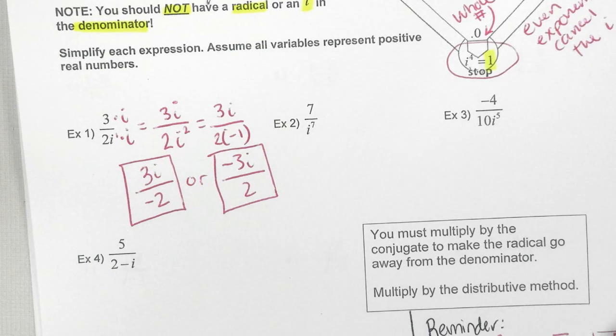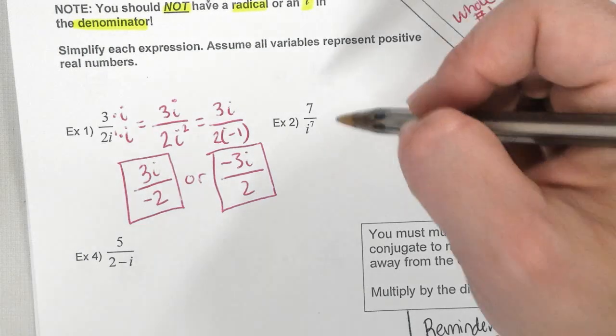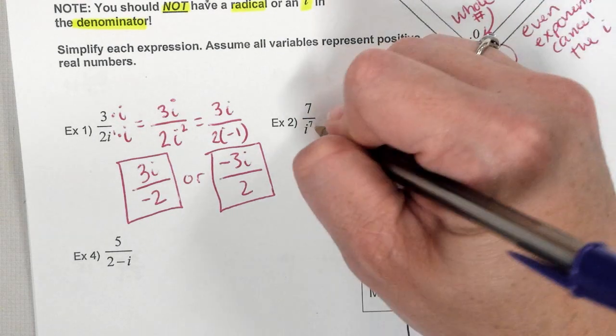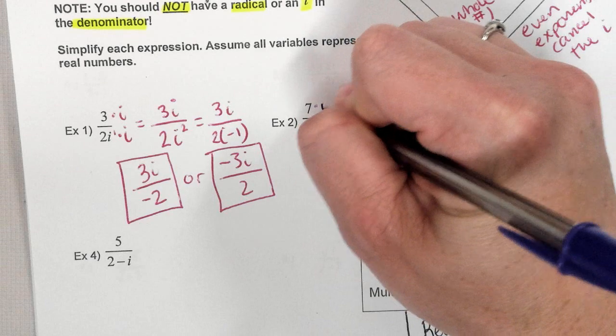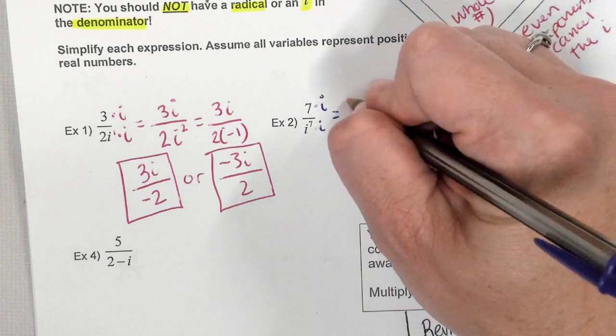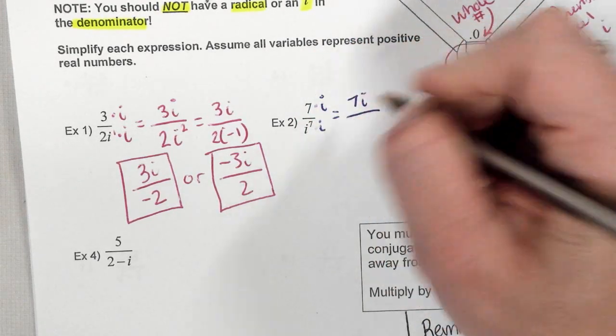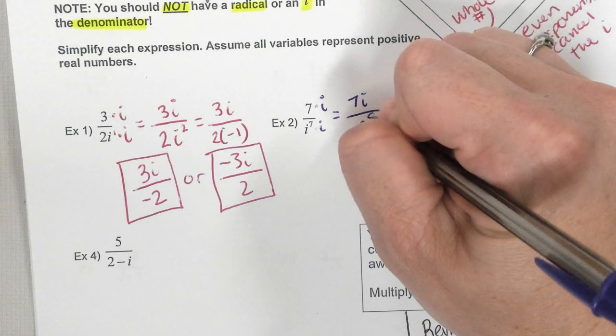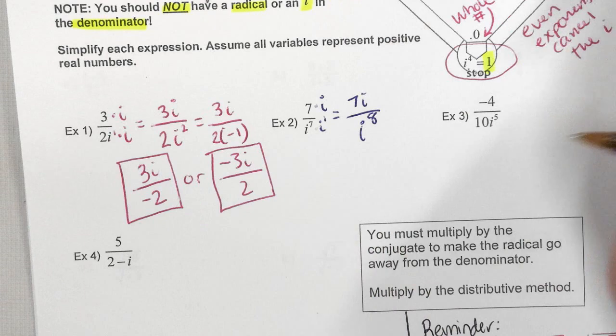Okay, so look at number 2. We have 7 over i to the 7th power. So again, we have an odd exponent. We'll give it one more, and that will make it even. So times i. We get 7i over i to the what power? What would that give me? 8, because we add. So 7 plus 1 is 8.